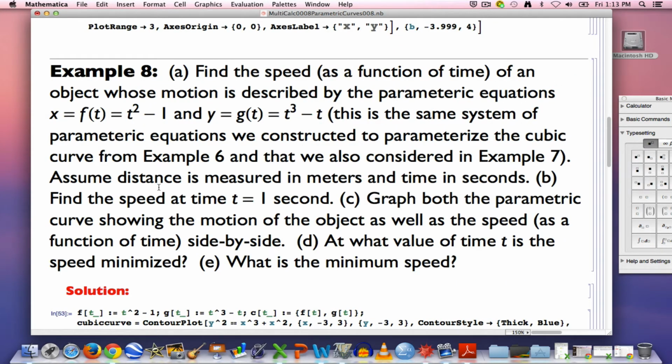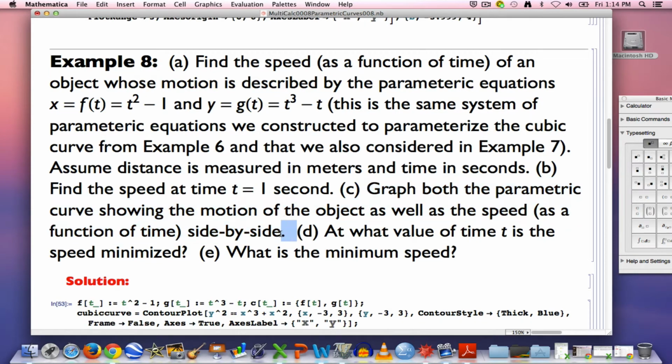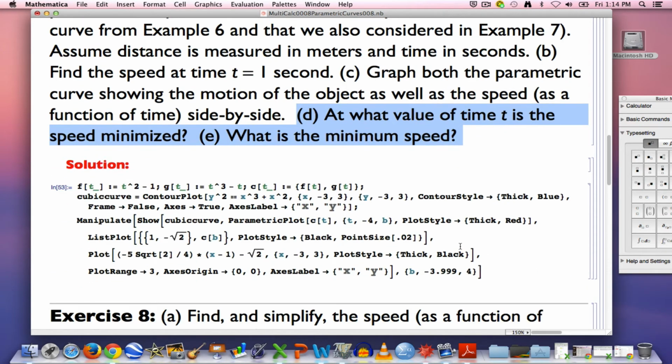And what we want to do is find the speed as a function of time. We want to figure out the speed also at time equals 1 second. Graph both the parametric curve showing the motion of the object as well as the speed side by side. Find the value of t where the speed is minimized and find the minimum speed. That's a lot to do. I'm going to see if I can do it here in about 7 minutes or so.